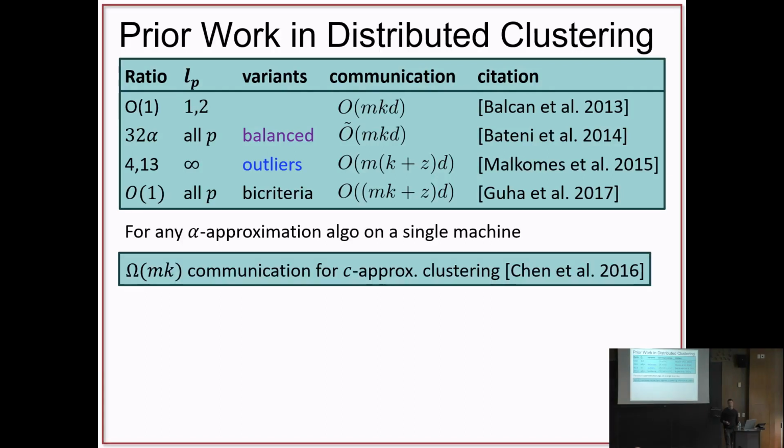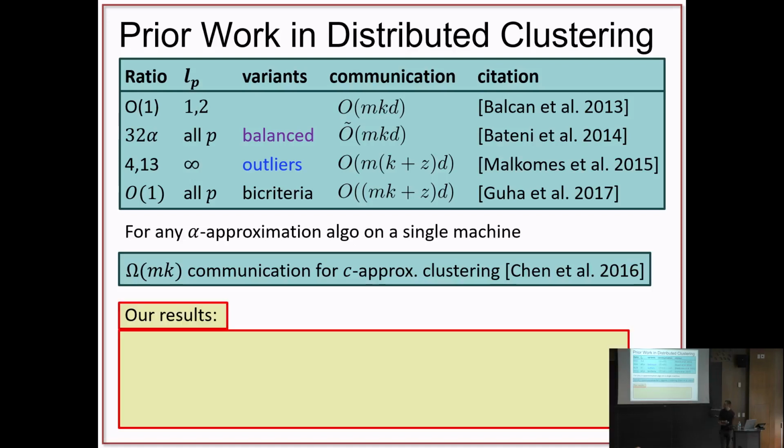Okay, so there's also a lower bound on the communication needed to do distributed clustering. So also pretty recently, Chen et al. showed that for any clustering objective, any constant approximation, so even if you want to do a 100 approximation algorithm, you're going to need to communicate m times k bits. What's M, sorry? M is the number of machines.